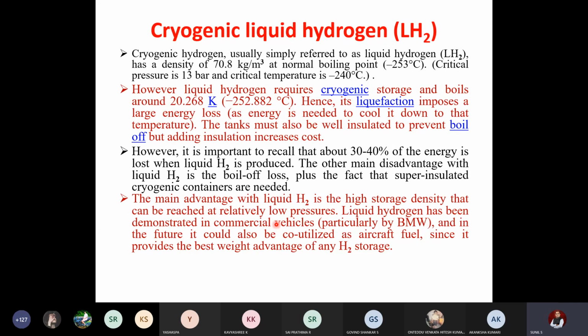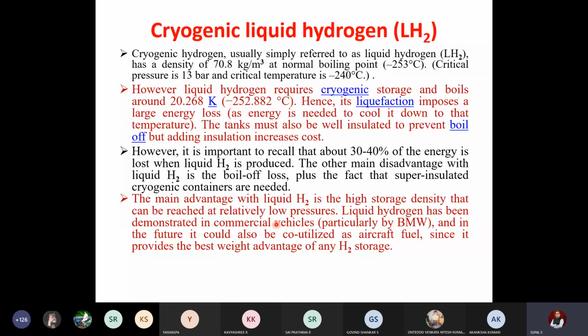Second is cryogenic liquid hydrogen, which we call LH2. It has a density of 70.8 kgs per cubic meter. As I told you, it is very dense, so in a small volume, say 1 cubic meter, you can carry 70 kgs of hydrogen. The normal boiling point of hydrogen we saw earlier is minus 253. So if you cool the hydrogen gas to minus 240 degrees centigrade, it gets converted to a liquid. So liquid hydrogen requires cryogenic storage, and it boils at minus 252. So by cooling it to that temperature, liquefaction can be done.